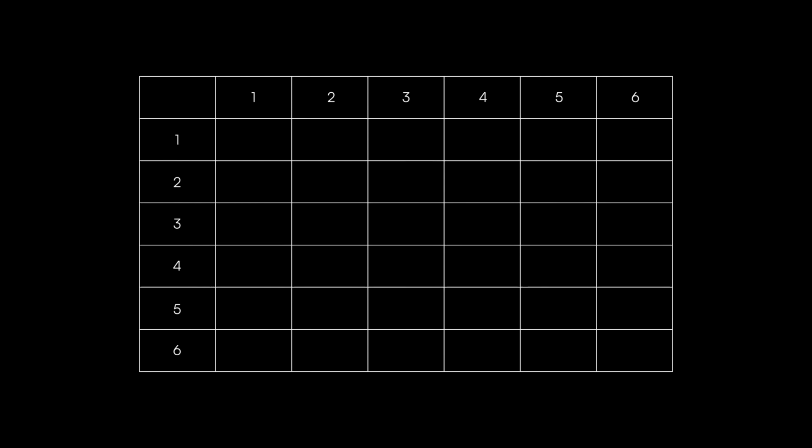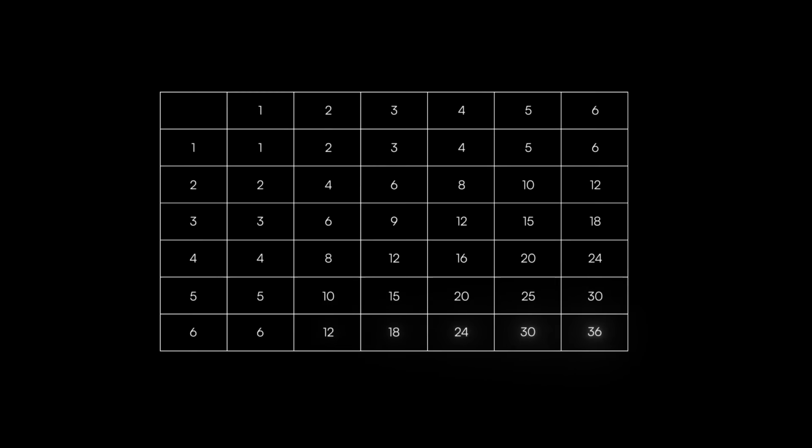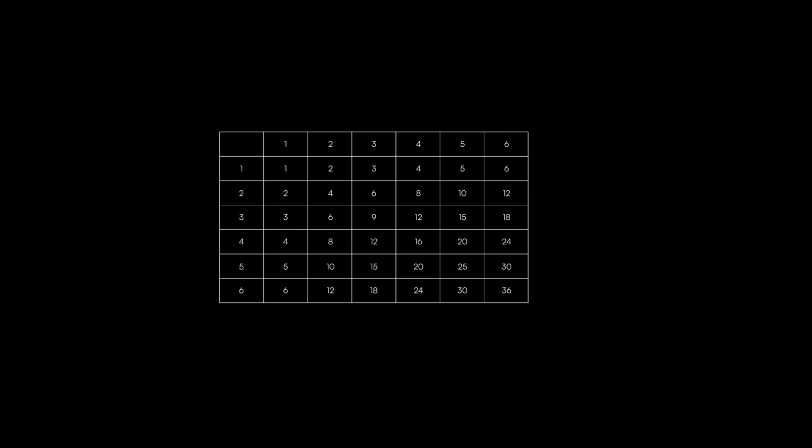Do you remember learning multiplication tables in school? You lay out the numbers, say 1 through 6, going across a table, and put the same numbers going down the side. Then you fill in the product of each pair of numbers in each square. Now let's say we want to teach a computer how to multiply.